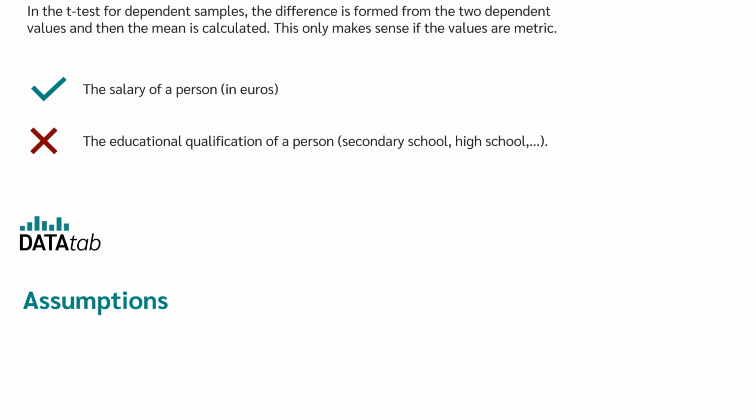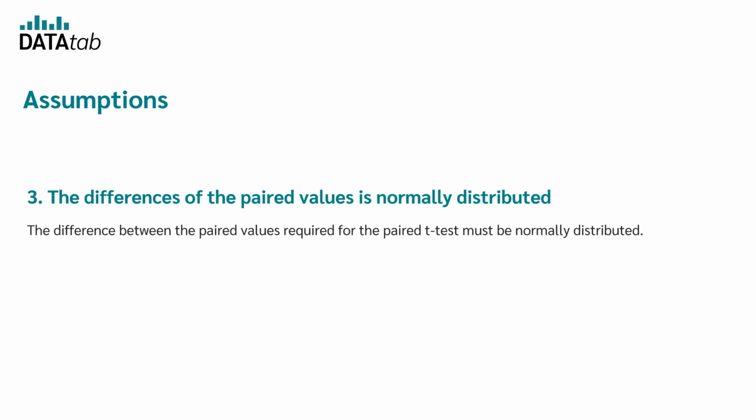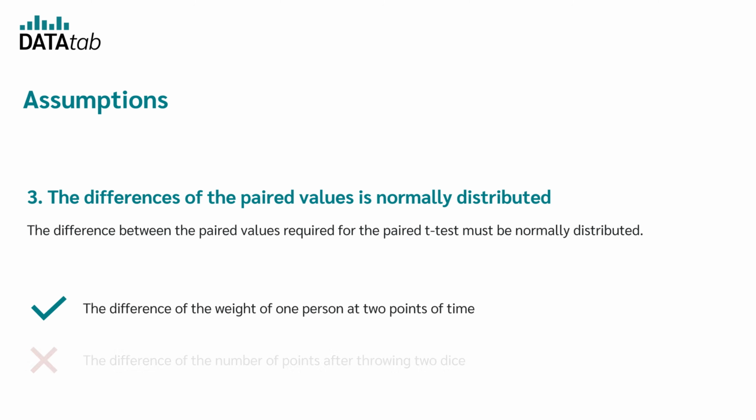Let's look at the third assumption now. The third assumption assumes that the differences of the paired values are normally distributed. So this means that the differences between the paired values required for the paired t-test must be normally distributed. It could, for example, be that the weight of different people has a normal distribution. An example for no normal distribution would be the difference of the number of eyes after throwing 2 dice.